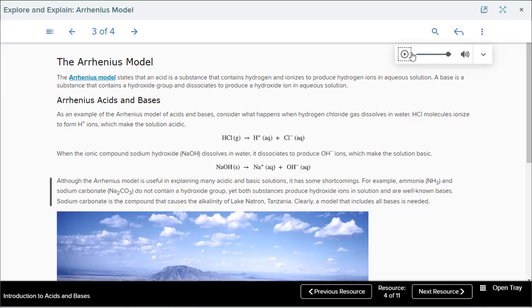How? Ammonia, NH3, and sodium carbonate, Na2CO3, do not contain a hydroxide group, yet both substances produce hydroxide ions in solution and are well-known bases. Sodium carbonate is the compound that causes the alkalinity of Lake Natron, Tanzania. Clearly, a model that includes all bases is needed.